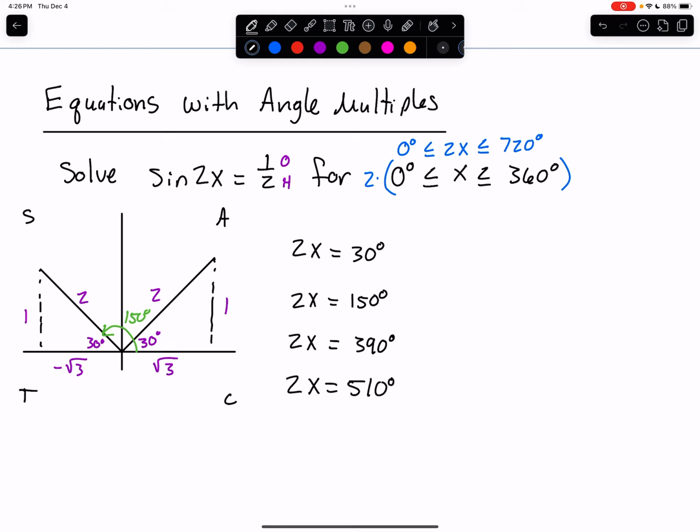510 degrees. And then you could always double check, can you go like 2 full rotations, 1, 2, and then 30? You're not going to be able to, because that's going to be 720 plus an extra 30. That's outside of my interval. That's bigger than 720. Okay, so these 4 are my only solutions.